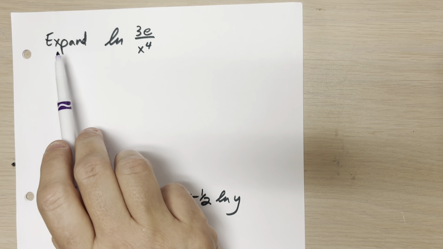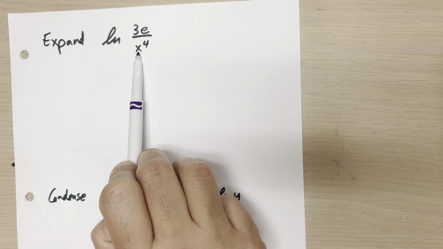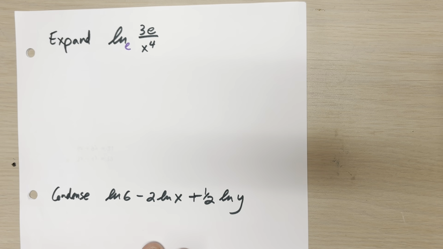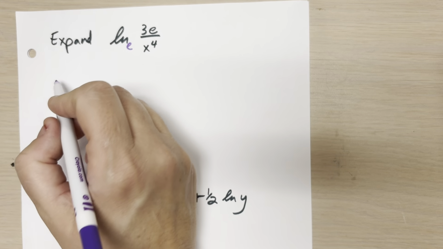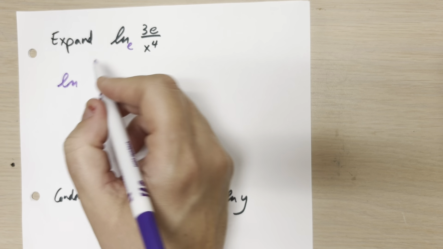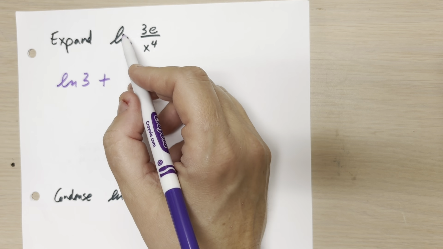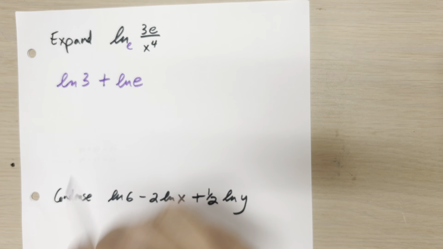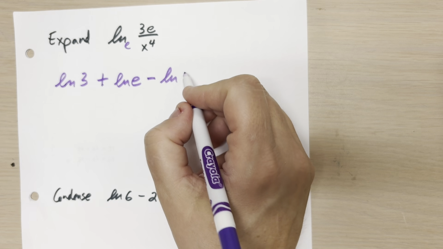All right, we have to expand the ln of 3e over x to the 4th. Remember with ln, the base is e, so kind of keep that in mind as we go. So I've got ln 3, the 3 is on top, so it'll be positive. Next, I'm going to have plus ln e, because again, the e is on top, the term is positive. X to the 4th is on the bottom, the term is negative, ln x to the 4th.